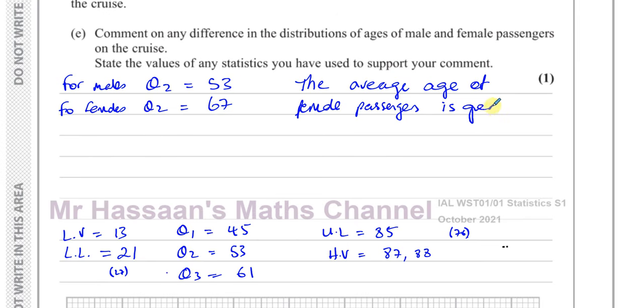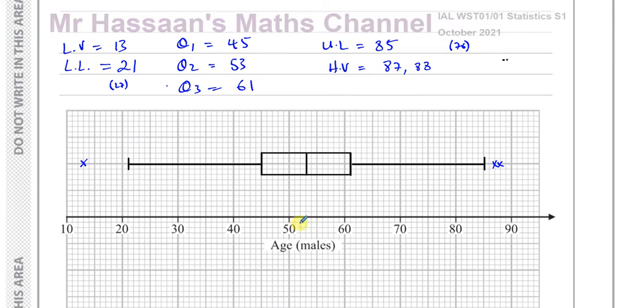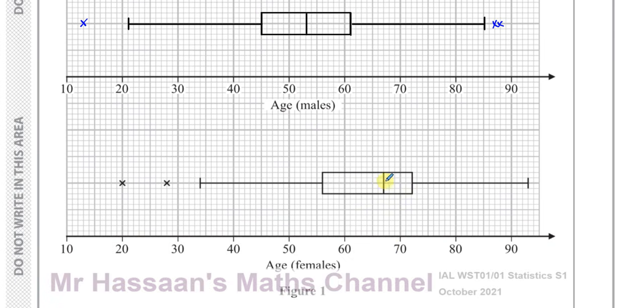It's worth 1 mark. I think that's perfectly fine, just to mention that. If you could also mention about the females, the ages of the females is more skewed towards the higher ages. Okay, so the number of female passengers which are of higher ages is more concentrated. You see, there's more of them concentrated in the higher age group than in the lower age groups.